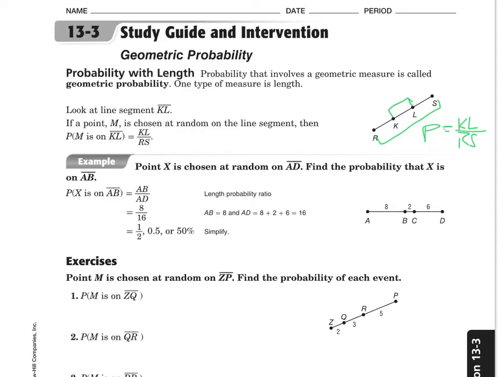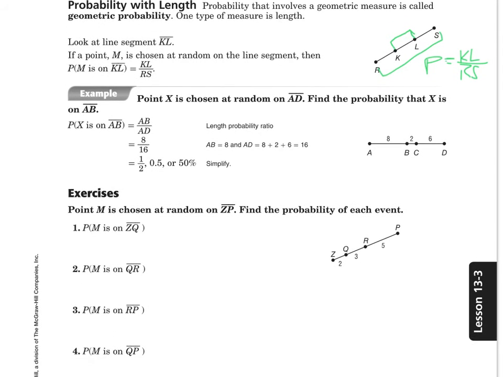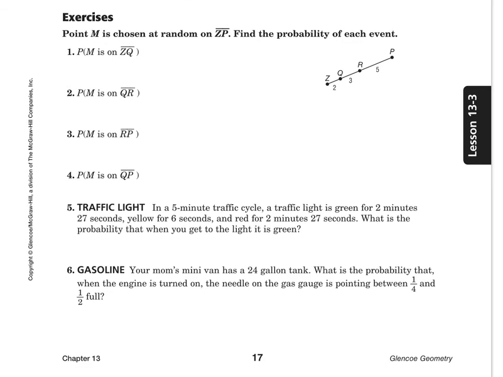So very, very simple. You're literally just counting, in this case maybe a little bit of addition, subtraction, but that's about it. You can look at their example, and here's a couple examples for us. Point M is chosen at random on ZP. That's similar to cutting randomly along that string. We need to know this whole length because we're going to be using it the whole time. So 2 plus 3 plus 5 is 10.